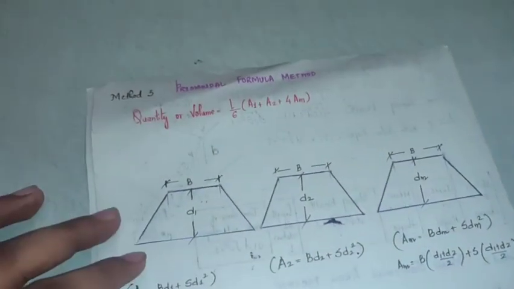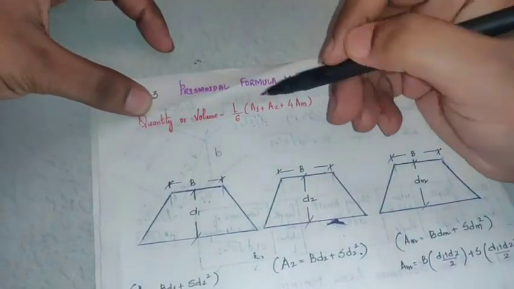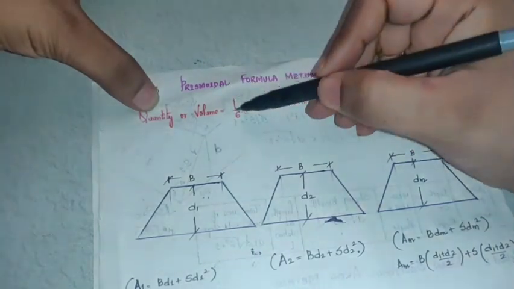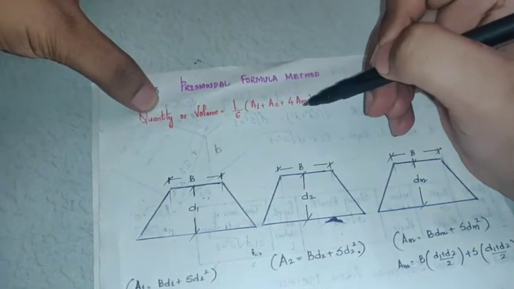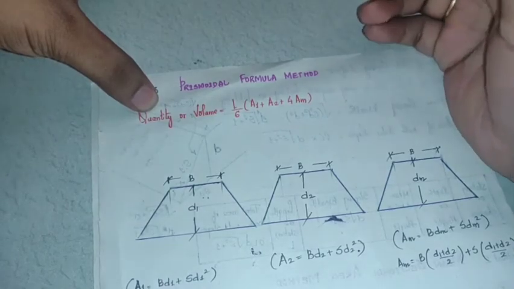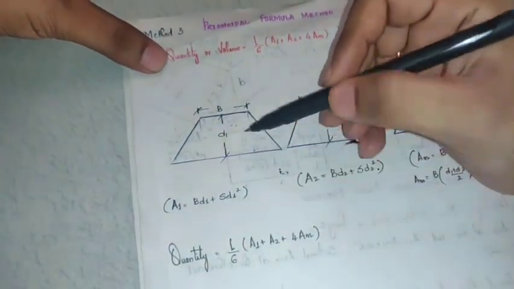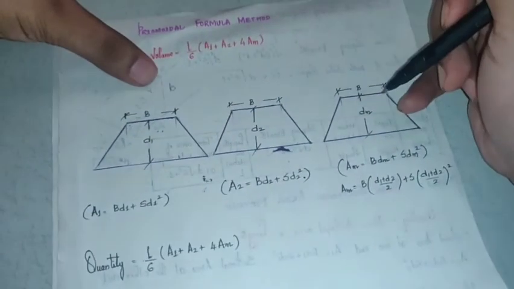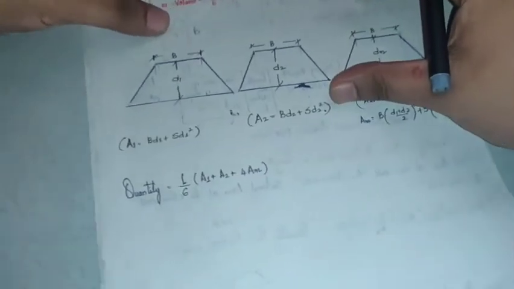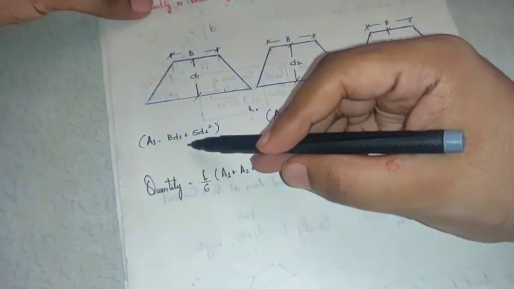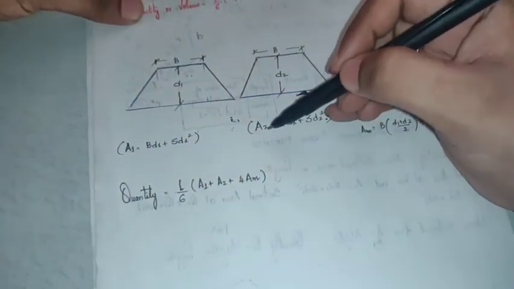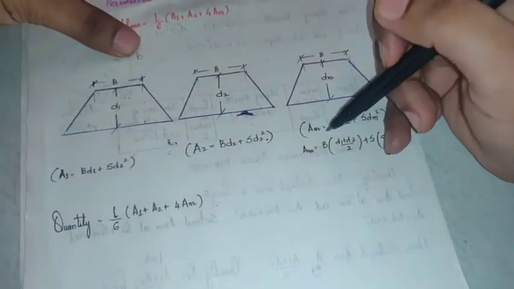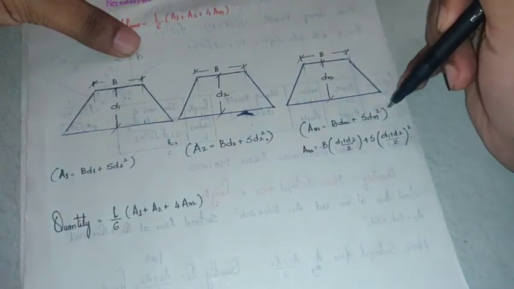Okay, so in the prismoidal formula method, we know that the volume is given by L by 6 into A1 plus A2 plus 4 into mean area. If I say the depth at the first chain edge is D1, the second is D2, and the average of that is DM, then area A1 is B into D1 plus S into D1 square. Area A2 is B into D2 plus S D2 square. So mean area will be B into DM plus S DM square.